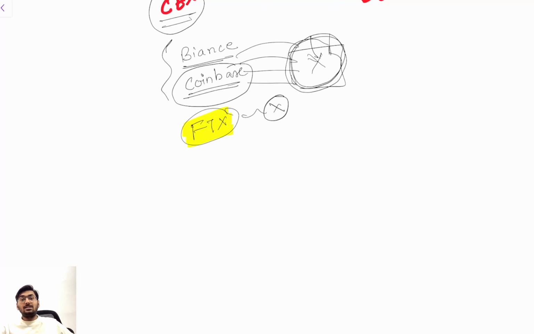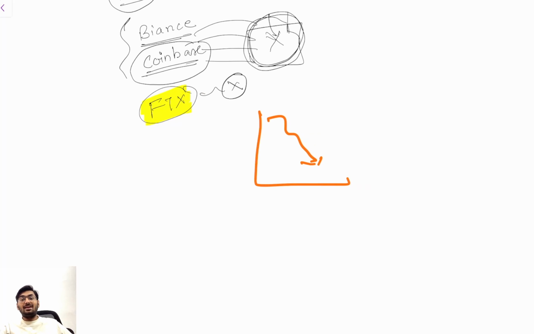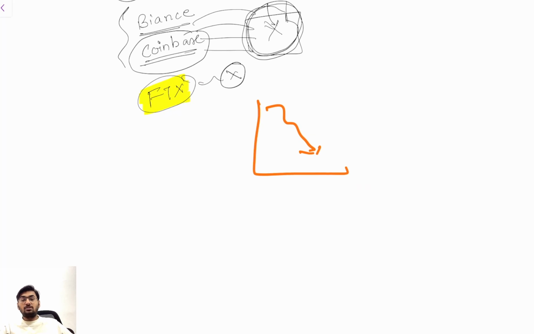FTX was one of the biggest crypto exchanges. But what happened in 2022? The founder actually misused the customer funds, and when the crypto price crashed in 2022, the company had no money left. Clear? So FTX went bankrupt and people lost billions.